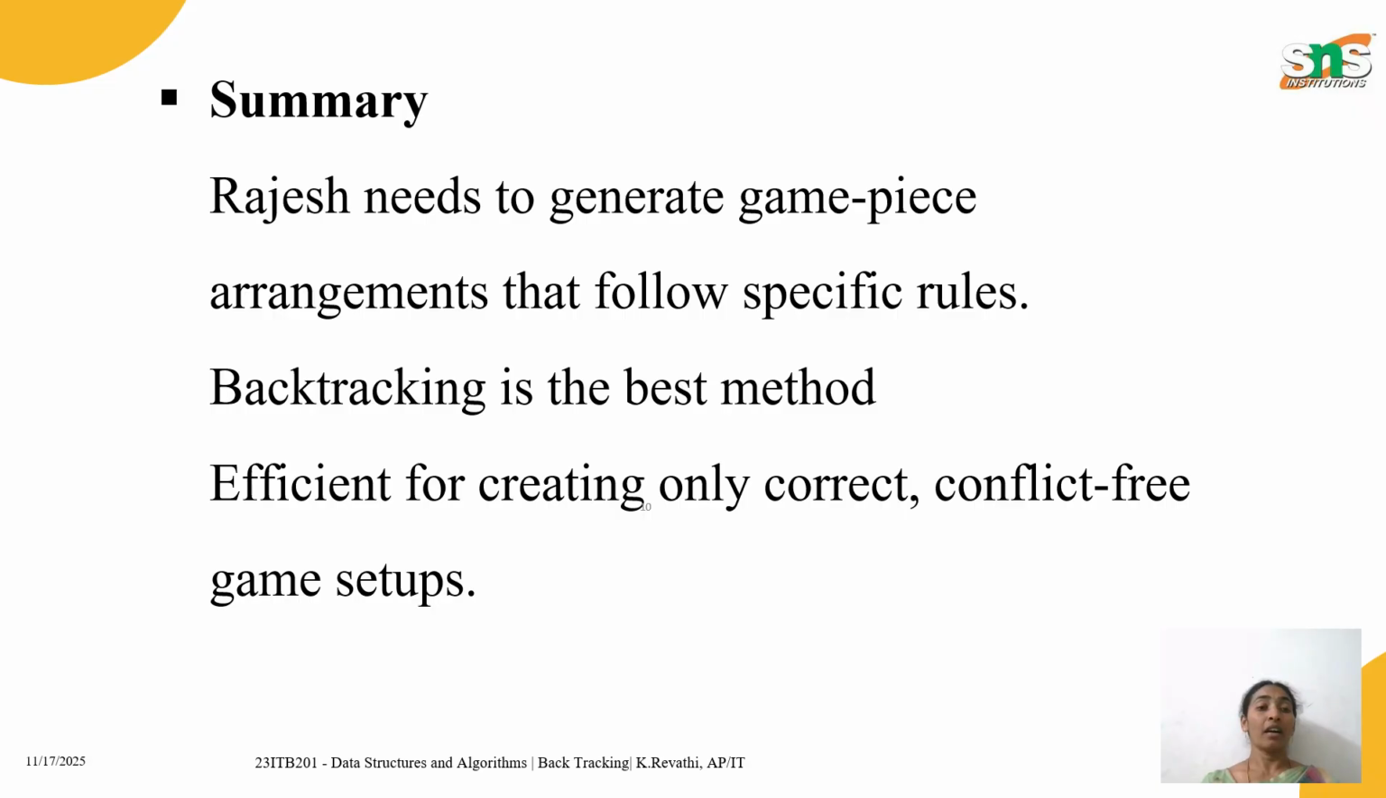And finally, come back to Rajesh's problem. He needs to generate valid game piece arrangements. Backtracking will help Rajesh with the following steps: building one arrangement step by step, stopping immediately when a rule is broken, and undoing wrong attempts. Then providing only conflict-free arrangements as solutions. So Rajesh doesn't waste time checking impossible solutions. The algorithm works well for Rajesh.